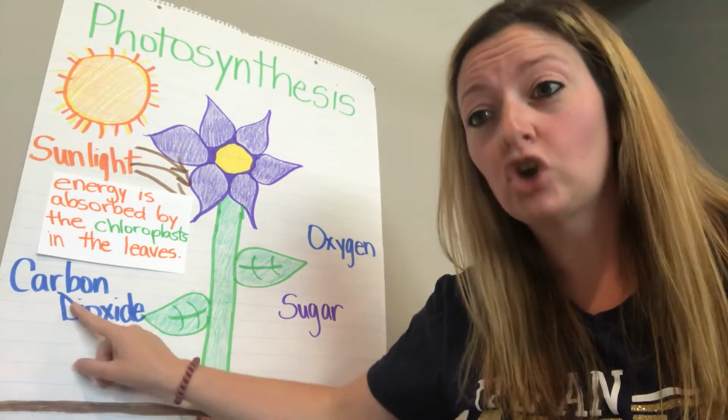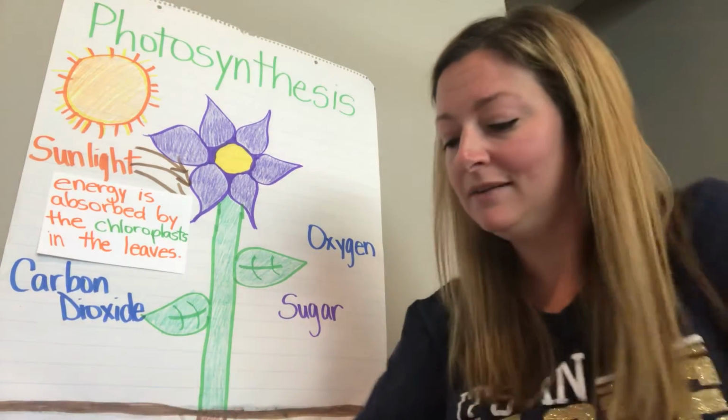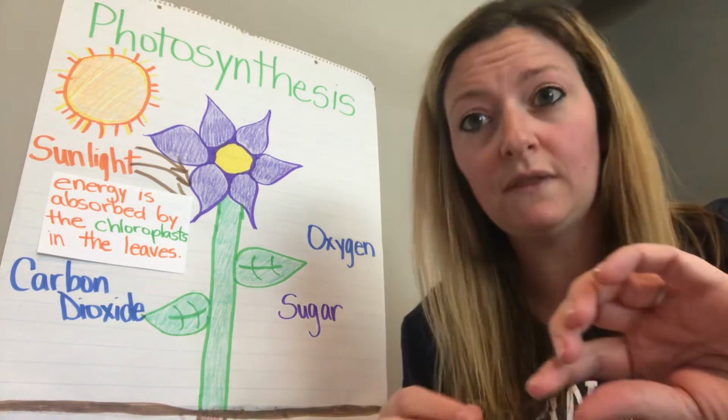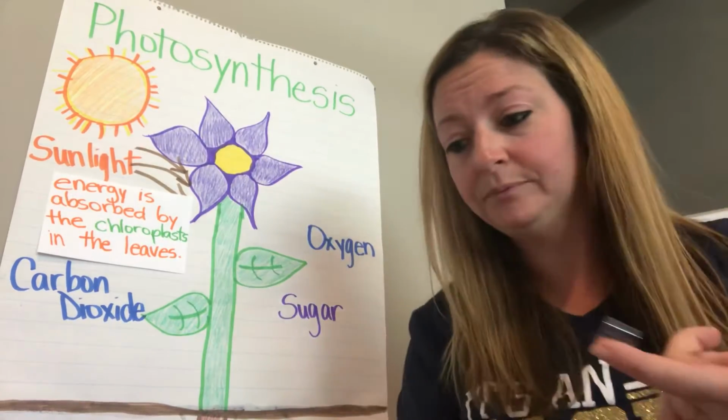Say that with me. Carbon dioxide. One more time. Carbon dioxide. Excellent. Carbon dioxide is present in the atmosphere. What do you think the carbon dioxide does in this process of photosynthesis?